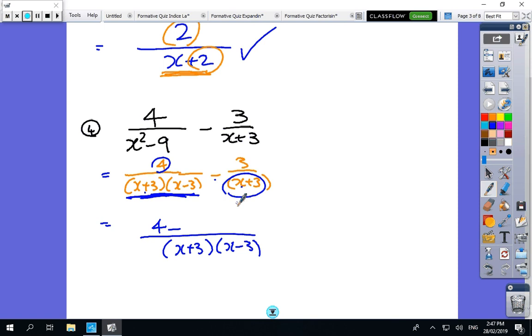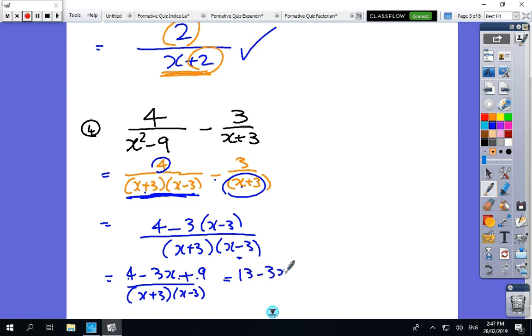That number doesn't have the x minus 3, so it needs the x minus 3. That equals 4 minus 3x, and minus and minus is a plus, over those two brackets. And so your final answer is 4 plus 9 is 13 minus 3x over x plus 3, x minus 3.